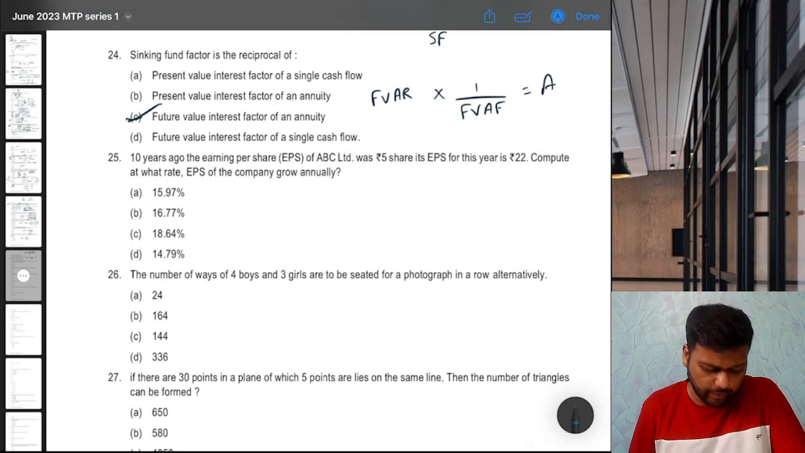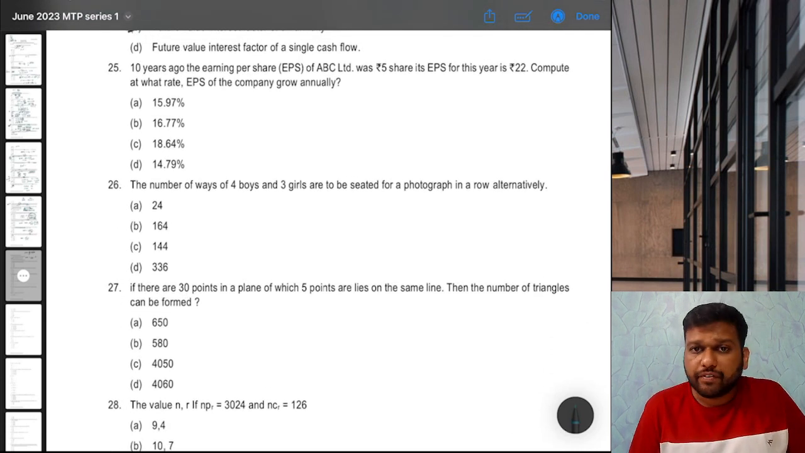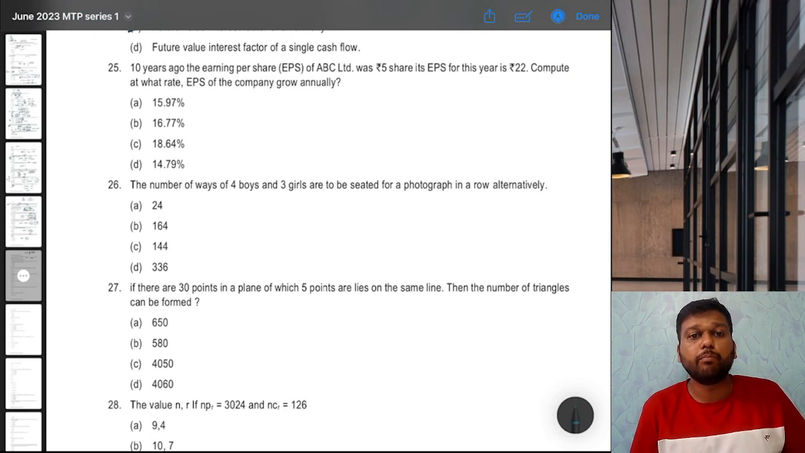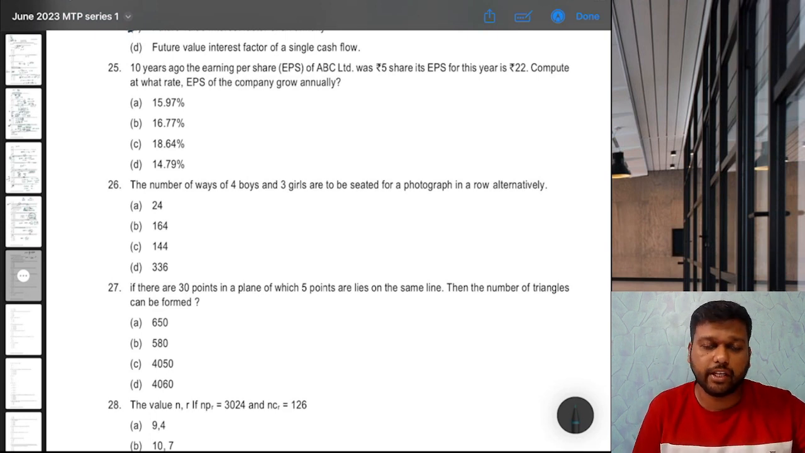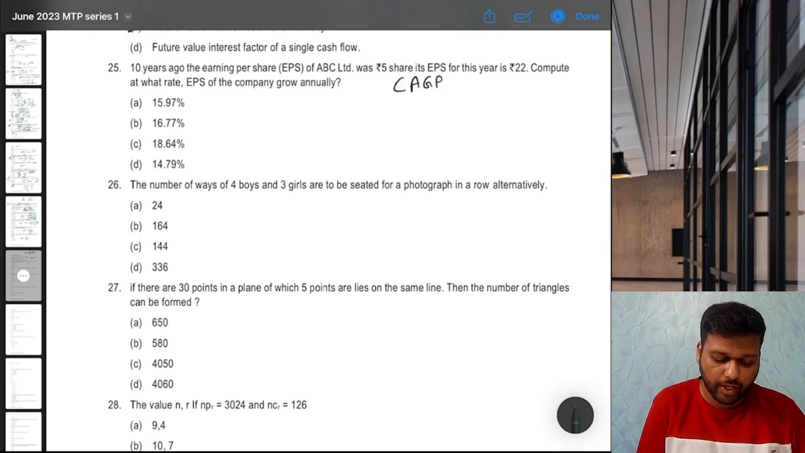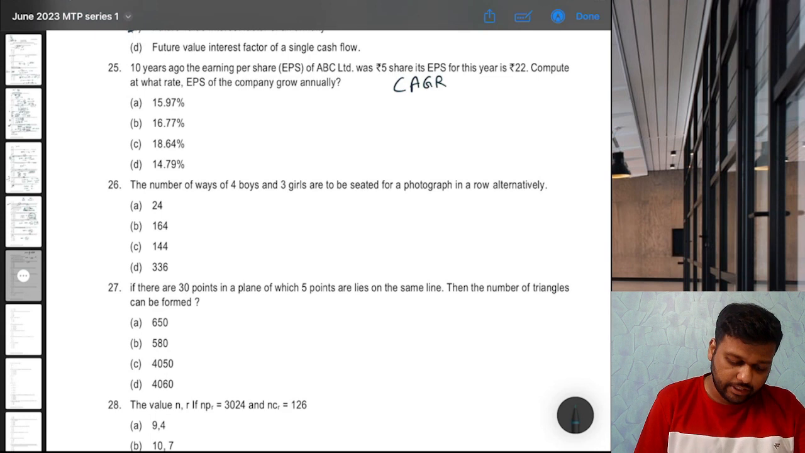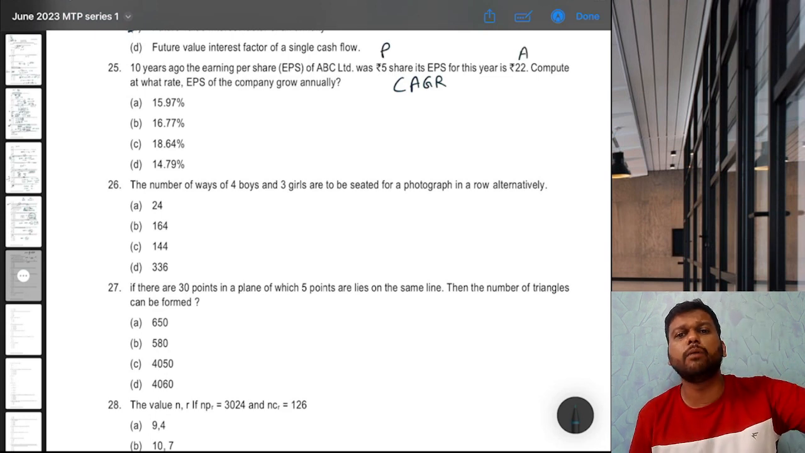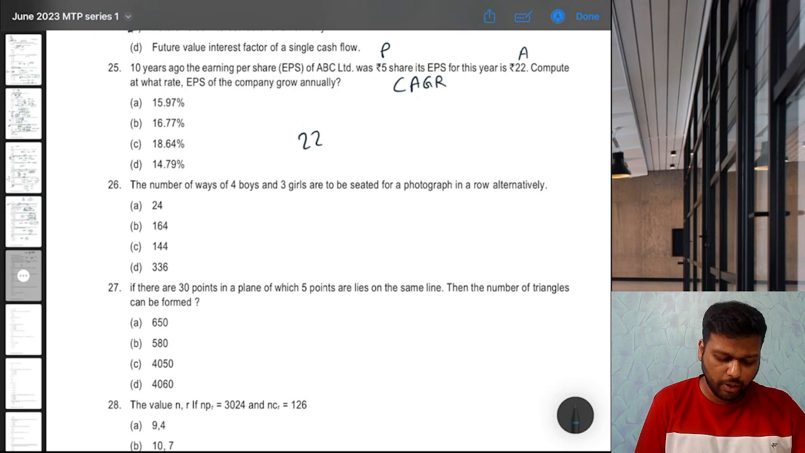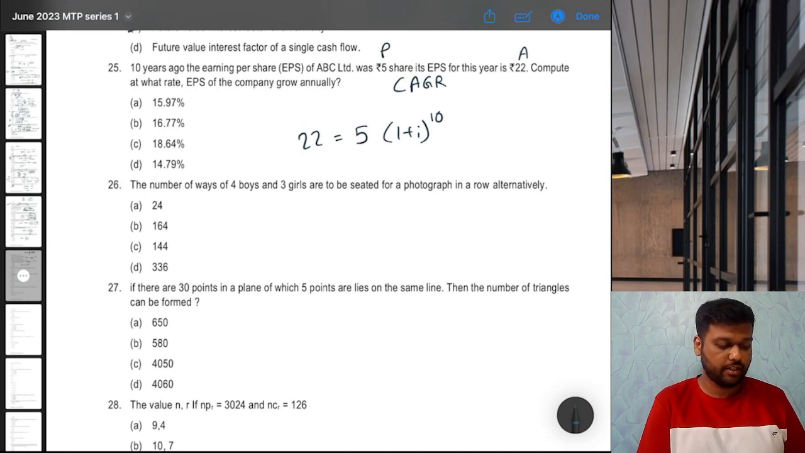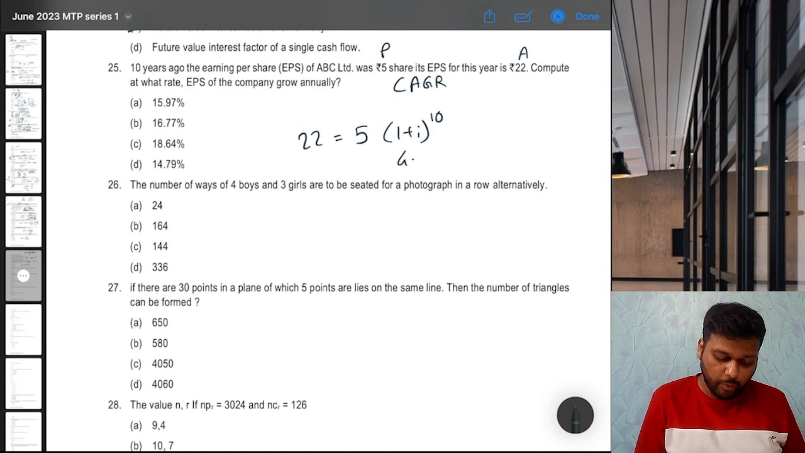Next, question number 25. 10 years ago, EPS of ABC Limited was 5 rupees per share. EPS of this year is 22. Compute at what rate EPS of company has grown annually. So this is nothing but CAGR, compounded annual growth rate. For this, you don't have to do anything different. Just assume this as principal, this as amount, and use compound interest formula. What is compound interest formula? Amount is equal to principal into 1 plus i raised to n. Right? So 22 by 5 is how much? Okay, 22 by 5 is 4.4. So 4.4 should be equal to 1 plus i raised to 10.